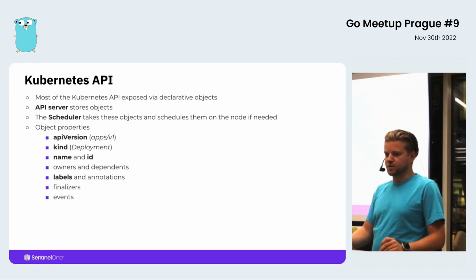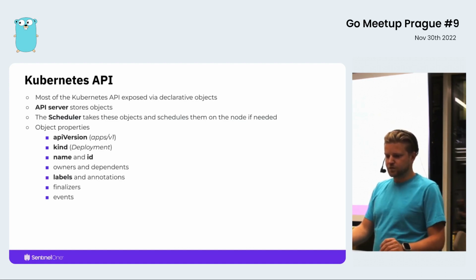Objects have internal dependencies between them, so you have owners and dependent objects, so you can basically work in the API with things like kill all dependents of this object or list it by some state and so on.